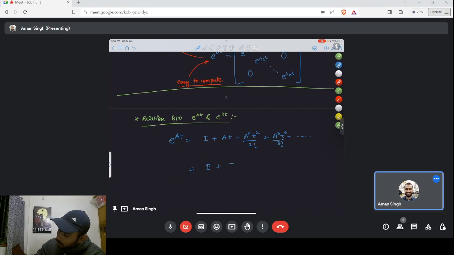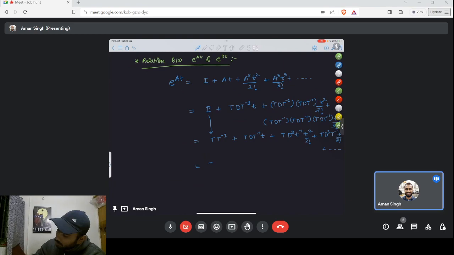I plus T D T inverse t plus T D T inverse T D T inverse t squared by 2 factorial, and T D T inverse T D T inverse T D T inverse t cubed by 3 factorial, and so on, which can actually be written as T times (I plus Dt plus D squared t squared by 2 factorial plus D cubed t cubed by 3 factorial, and so on) times T inverse.